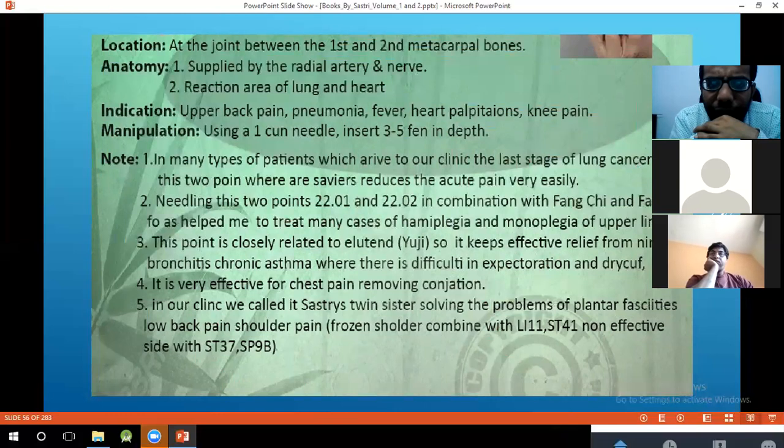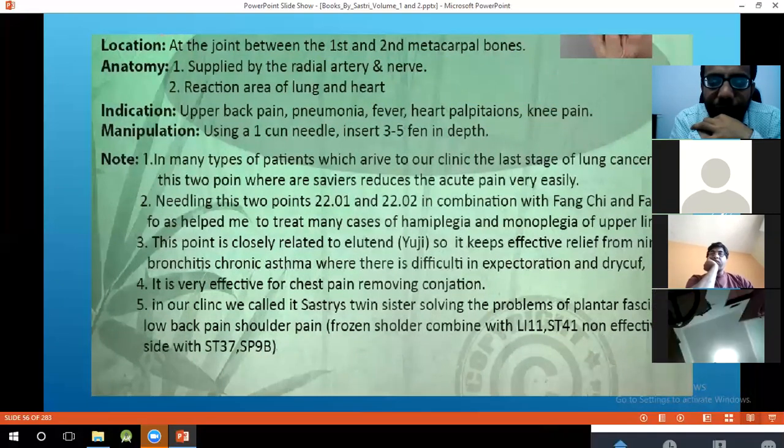Fang Qi and Fang Fu and Dong Fu help you in working with hemiplegia, monoplegia of the upper limb. Even if you combine it with 11.10 and 11.9 with 11.13, for monoplegia, hemiplegia of the upper limb, one-sided paralysis, it gives very good results. So you can combine this 22.01 with 22.02 with 11.09, 11.10 and 11.13, it gives very good results for that.